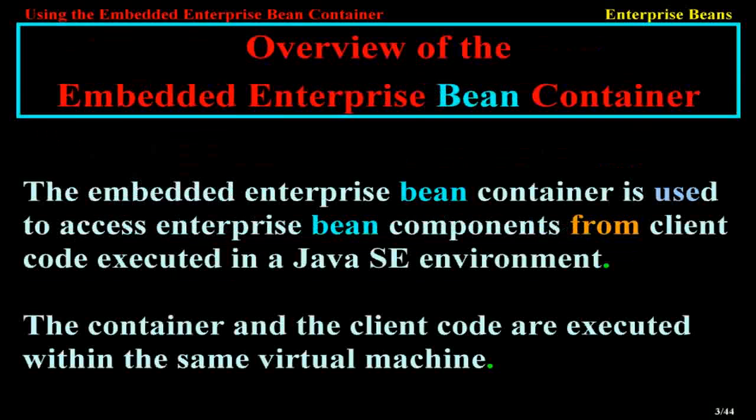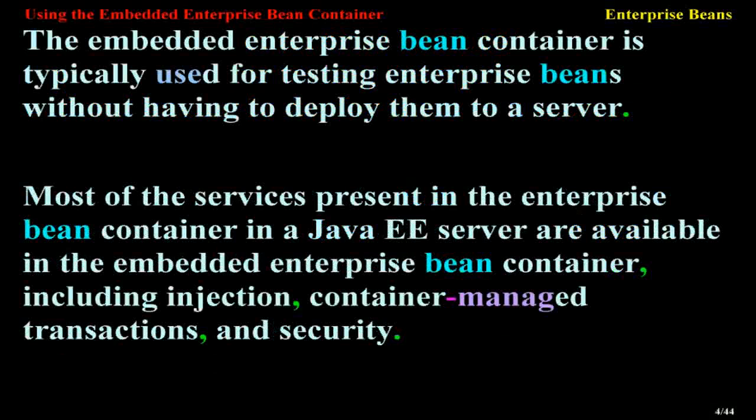Overview of the Embedded Enterprise Bean Container. The Embedded Enterprise Bean Container is used to access Enterprise Bean components from client code executed in a Java SE environment. The container and the client code are executed within the same virtual machine. The Embedded Enterprise Bean Container is typically used for testing Enterprise Beans without having to deploy them to a server.